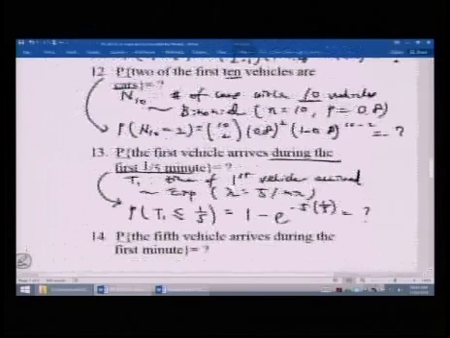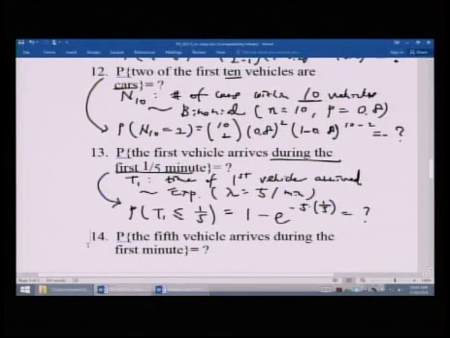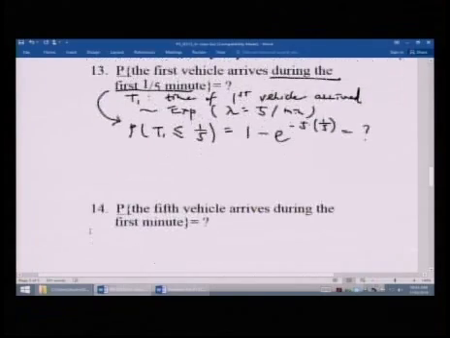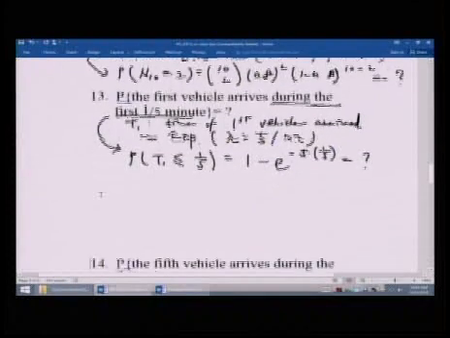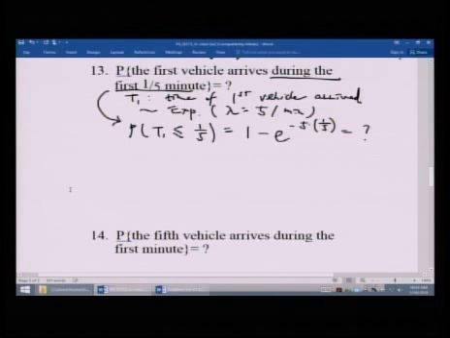Oh, sorry, what is that? So does anybody have the answer for this? 0.6321. Okay.